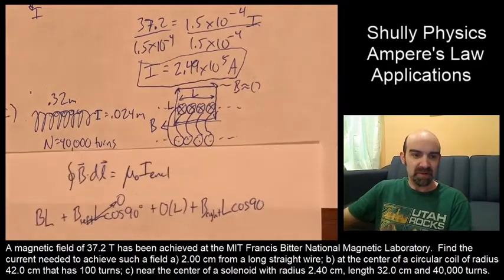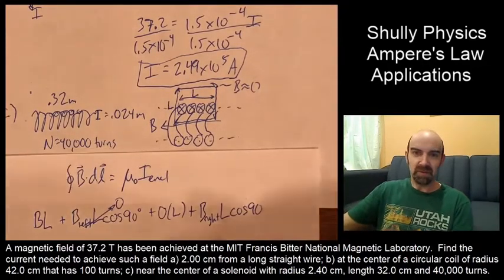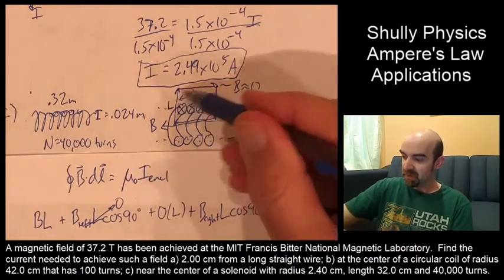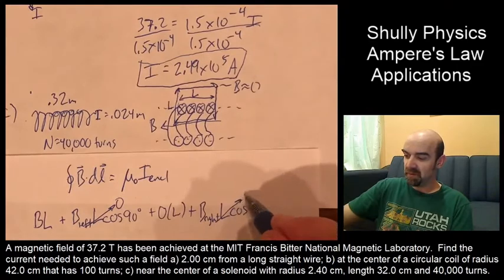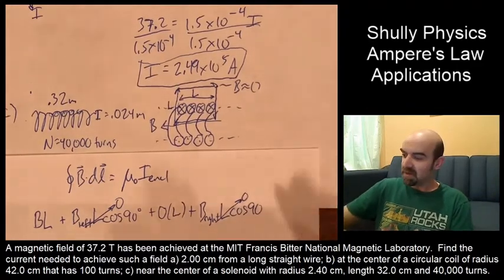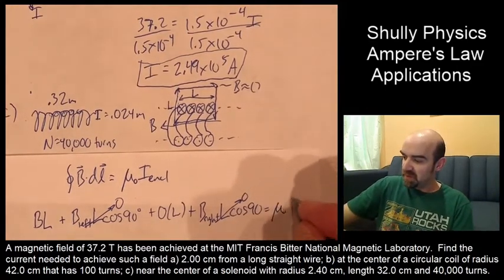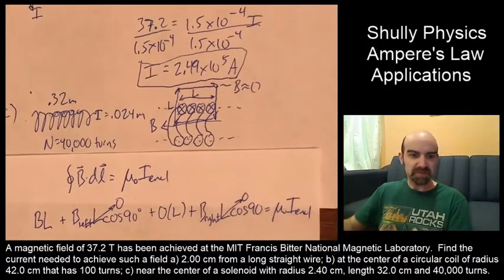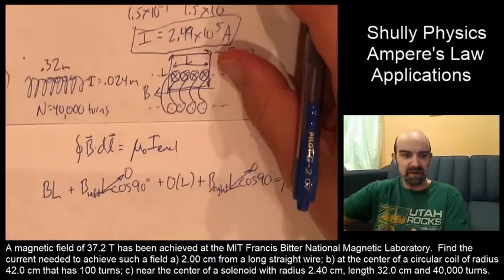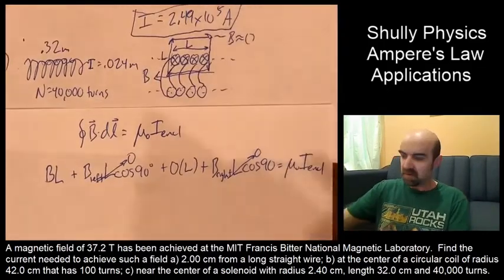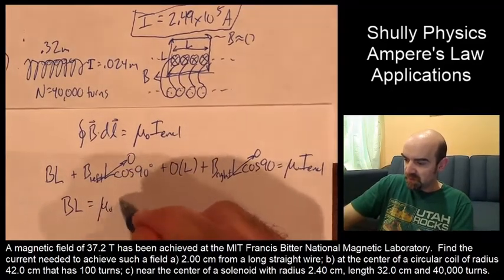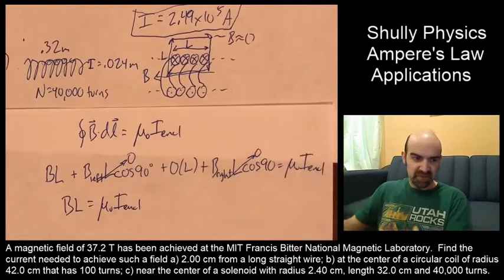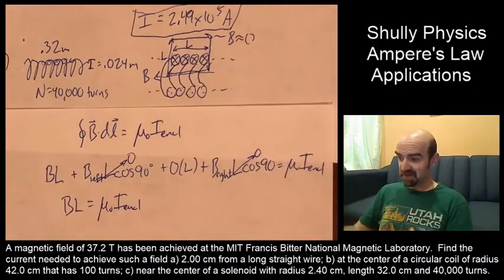All right, so the only component that is going to be really important here, the component of this closed loop, is the bottom. That's the only non-zero value. The rest of these zero out. So all that equals mu naught times the I enclosed. All right. So B times L equals mu naught I enclosed. We now have to figure out what this enclosed I is.